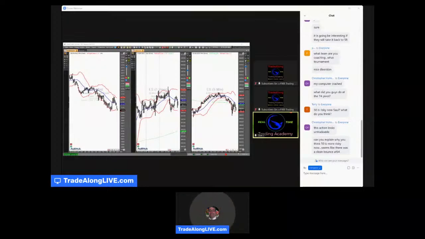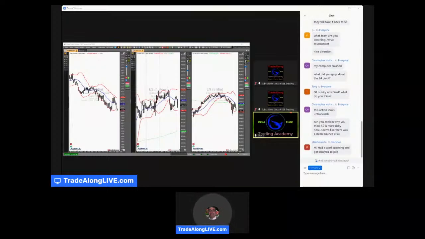So we're just using a lot of it depends on your risk tolerance. There was a clean bounce at 54. I had 53 down there, and I've got an order sitting at 53, and we didn't make it.